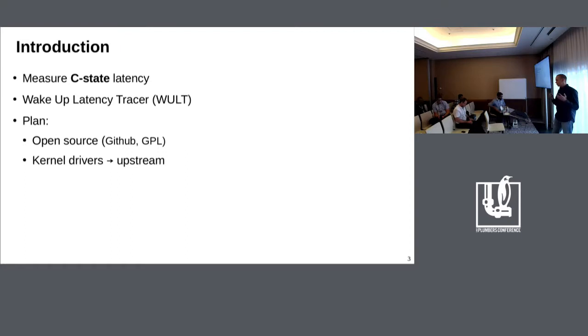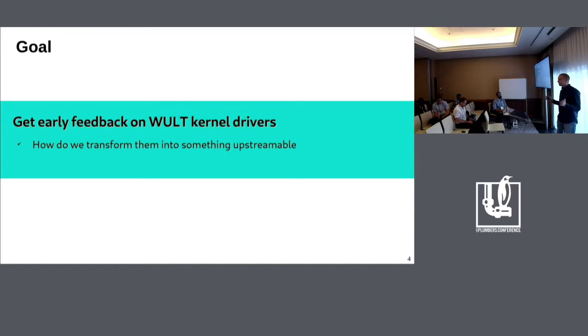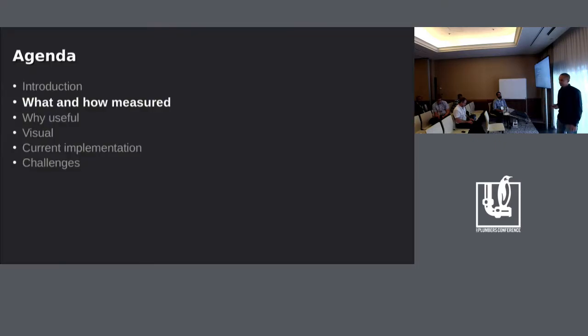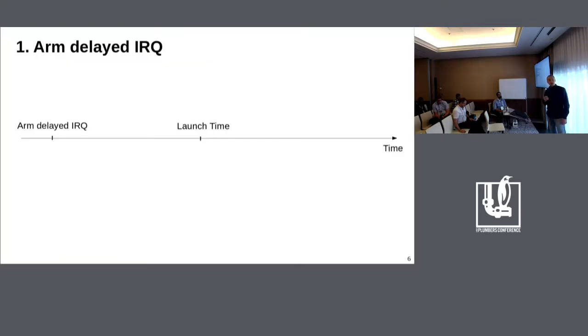This tool has user space components and a kernel driver. And the plan is to upstream the kernel driver. So the reason I'm here is to get early feedback on the WULT kernel drivers, and how we transform them into something upstreamable. Okay, so let's talk about what exactly we measure and how we do this. I'll walk you through a simplified version of one single measurement cycle. So we start with arming a delayed interrupt. I'll talk a little bit more about what it is, but just assume for now that the measured platform has a capability of generating an interrupt at a precise pre-programmed time in the future, sort of like a timer, but there are some nuances there.